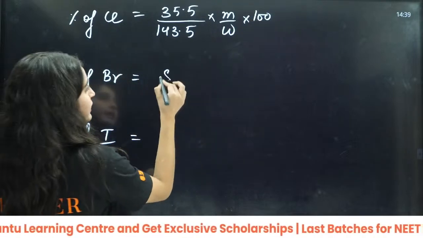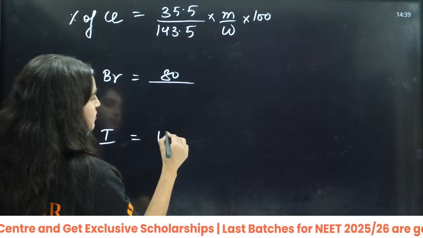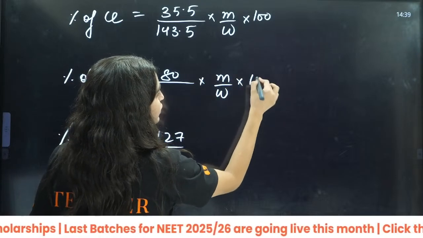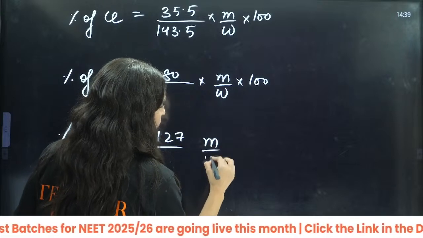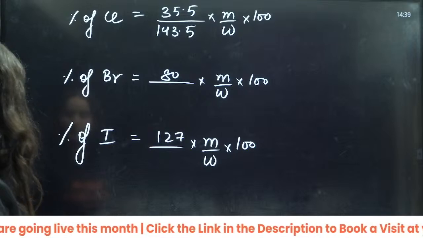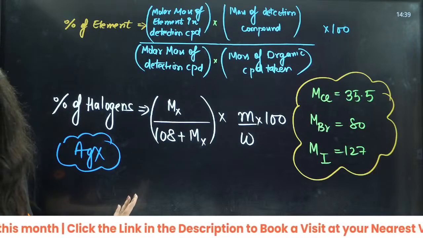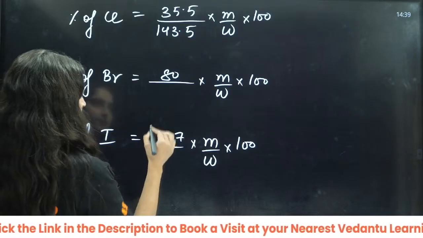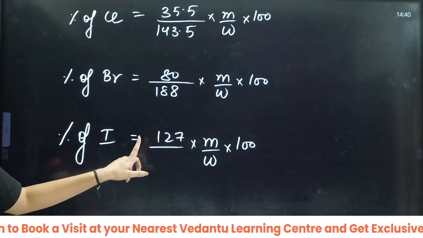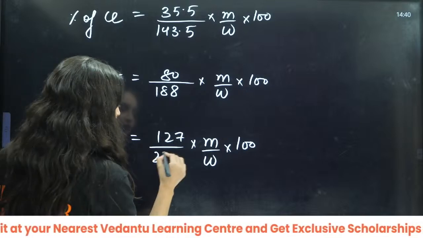Percentage of Br, 80 by 108 plus 80, and for iodine 127 by 108 plus 127, this is M by W into 100, right? Now tell me, 80 plus 108, that will become 188, okay? And 127 plus 108, that will become 235.